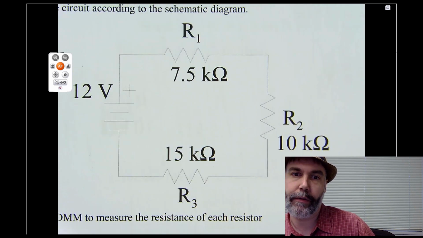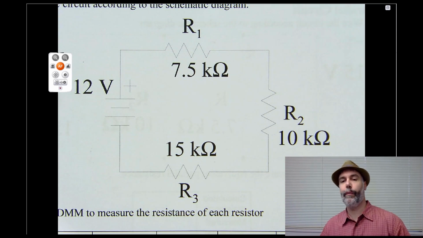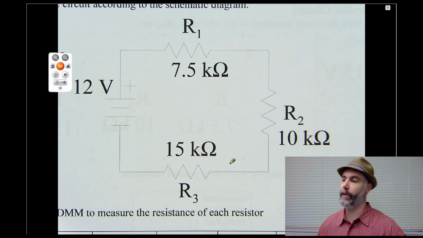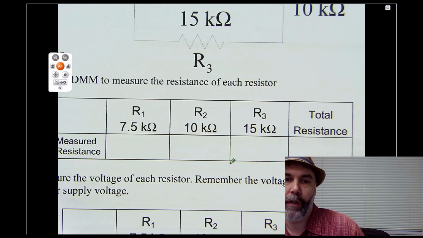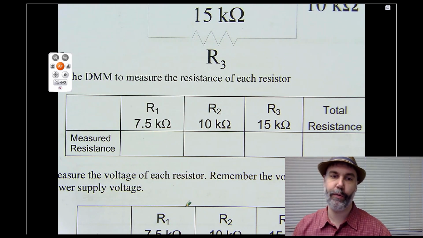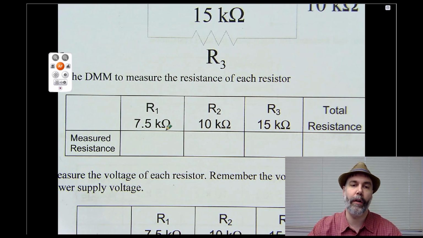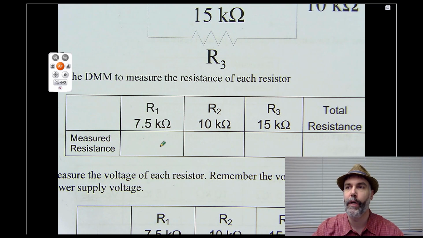All right. So you're going to build this circuit on a breadboard. You can see we've got a 12-volt power supply and then 3 resistors in series. The first table asks you to measure the resistance of each resistor by itself. Now you might say, okay, why would I have to do that? It says I have a 7.5 kilo ohm resistor here. I'll just put down 7.5 kilo ohm. Well, don't do that, okay?